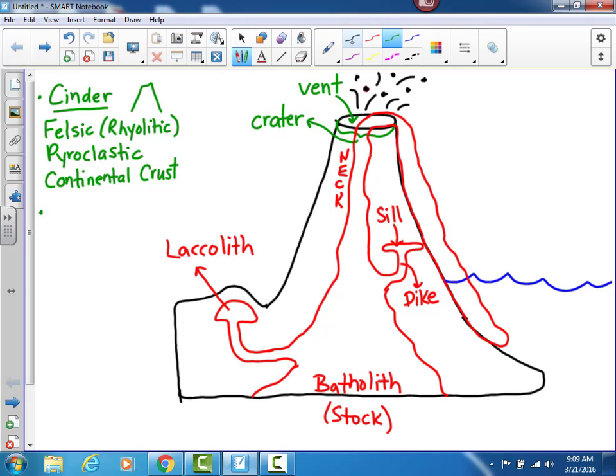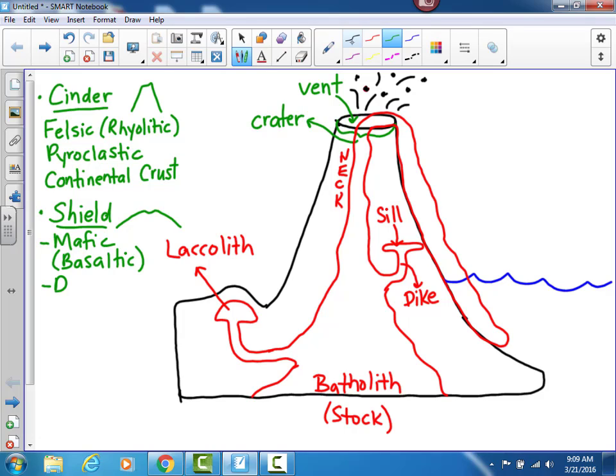Our second kind was a shield. They're called shield volcanoes because they look like a warrior's shield when you tilt them on their side or look at it from the side, kind of like that. These are the largest in terms of area that's covered, although they are not the tallest. These are usually made from mafic, which is sometimes called basaltic lava.